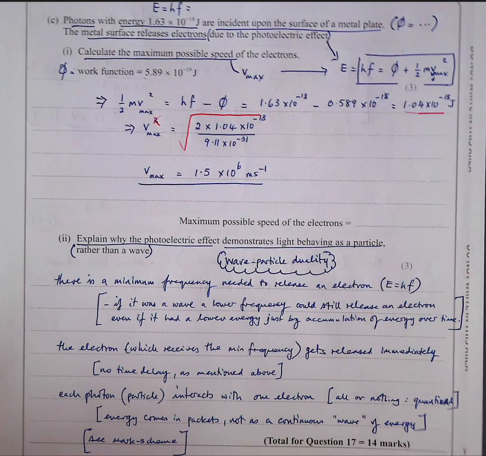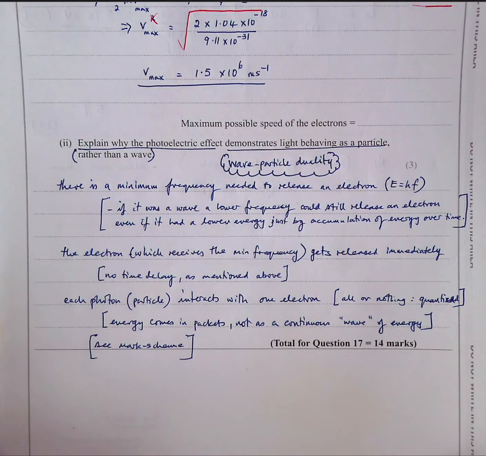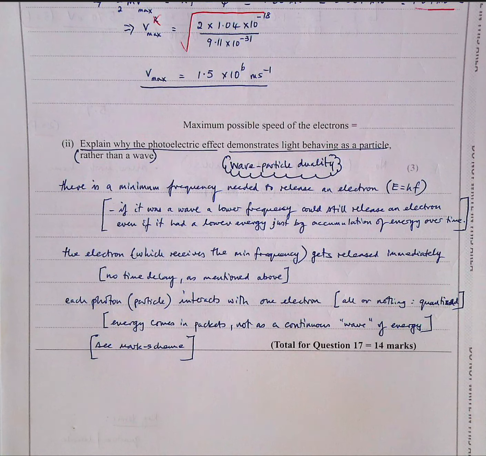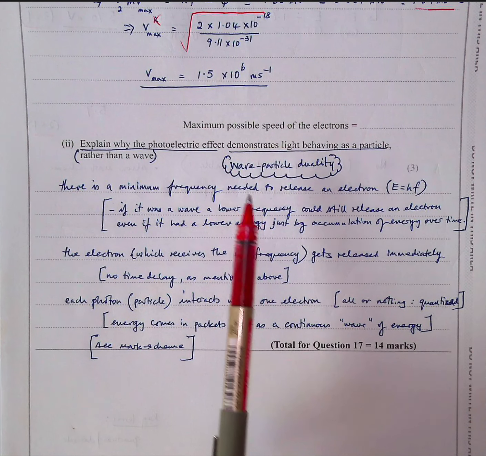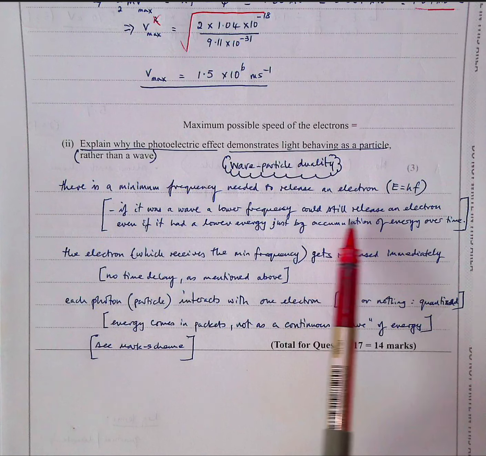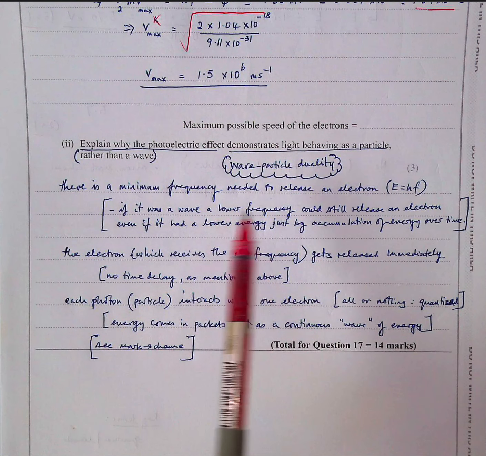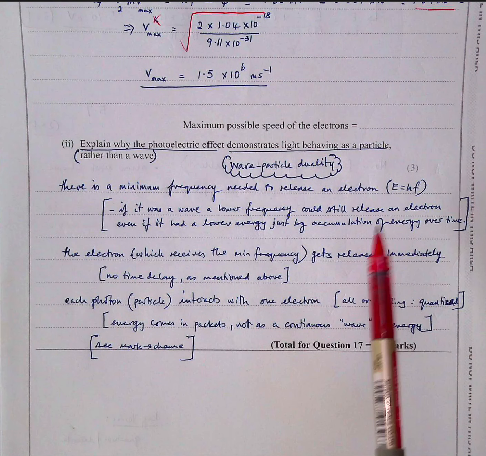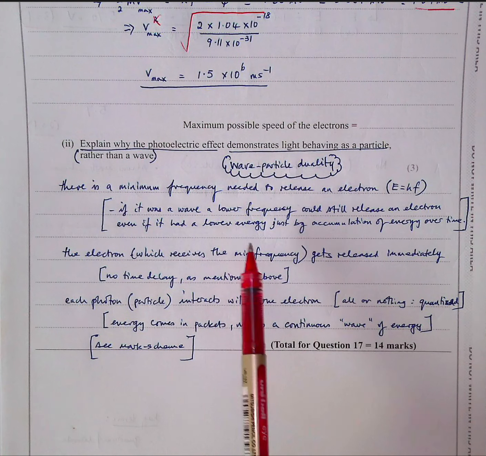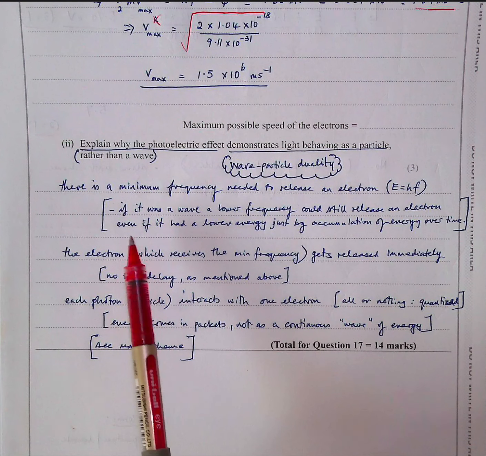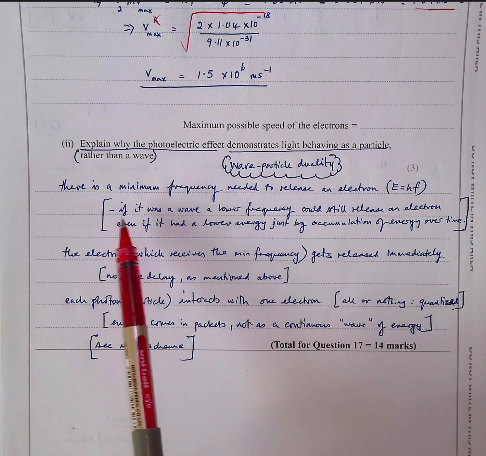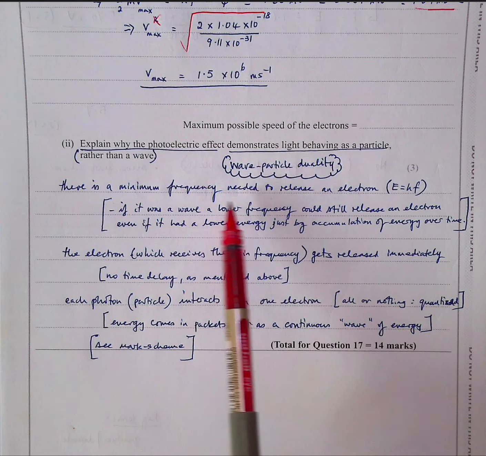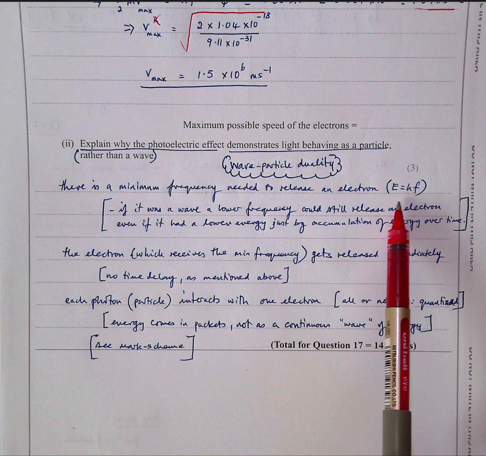Okay? And then part 2 says, explain why the photoelectric effect demonstrates light behaving as a particle. Well, it has to behave as a particle because if it was a wave, a lower frequency could still release an electron, whereas in the quantum world, there is a minimum frequency to release the electron. And below that, whatever you do, however much you increase the intensity, it won't happen. So you can look at the mark scheme that I put on the video for you earlier. You can freeze the video and have a look at it. So there is a minimum frequency needed to release an electron, which is equal to the photon package of energy.